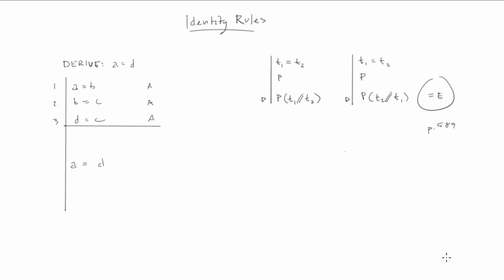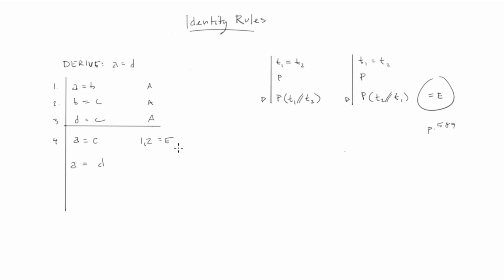Okay, here's our little proof. We're going to derive the statement A is identical with D from these primary assumptions: A is identical with B, and D is identical with C. The first step we're going to take is, not surprisingly, an application of our new inference rule, identity elimination. And we're going to get A equals C from lines 1 and 2, identity elimination.